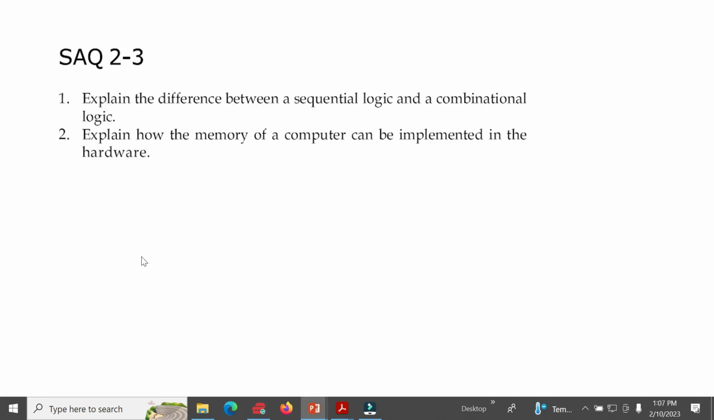So here are some things that you need to think about. Some self-assessment questions: explain the difference between a sequential logic and a combinational logic, and also explain how the memory of a computer can be implemented in the hardware.